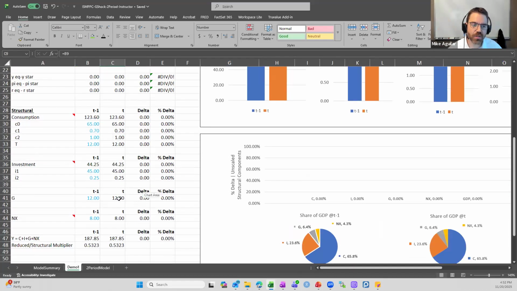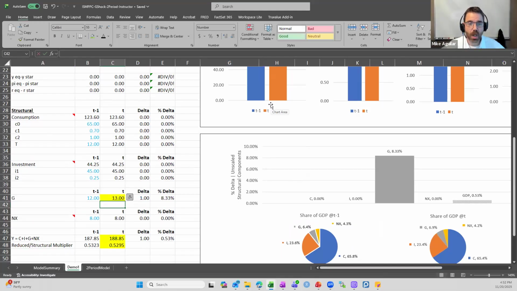Maybe I just want to say, well, rather than $12 million, maybe it was 13. Maybe you just want to put it right there. Okay, well, G went up. All right, well, something's wrong. Consumption didn't go up, investment didn't change, NX didn't change, and just GDP moved a little bit.